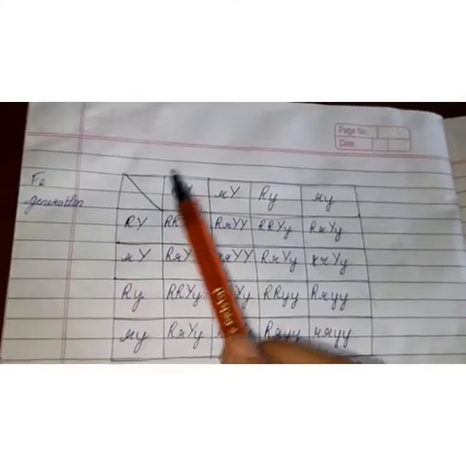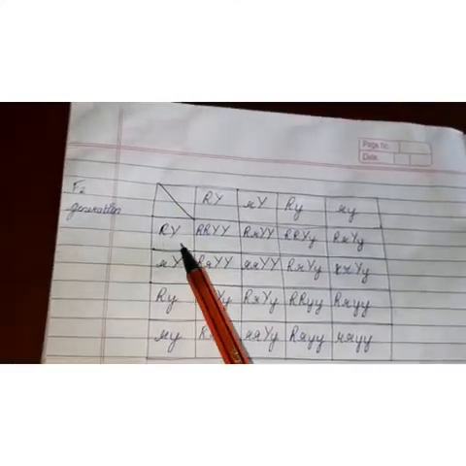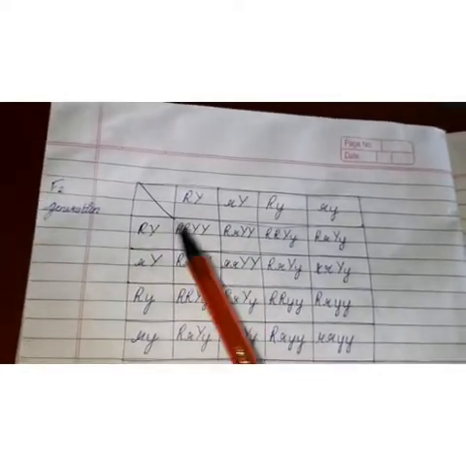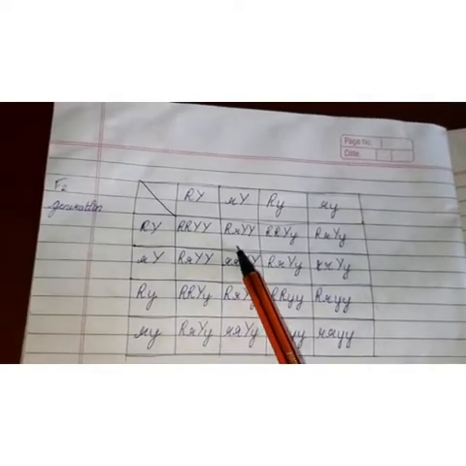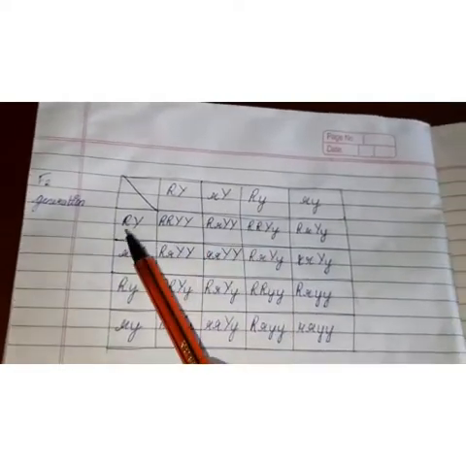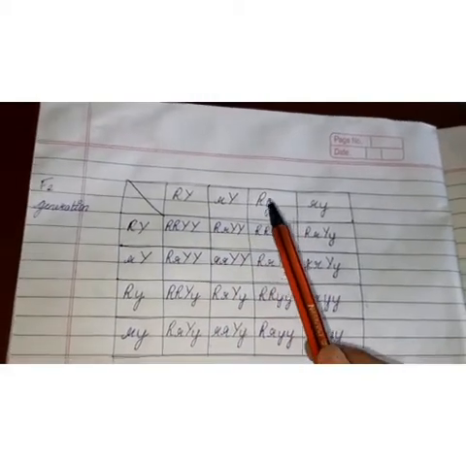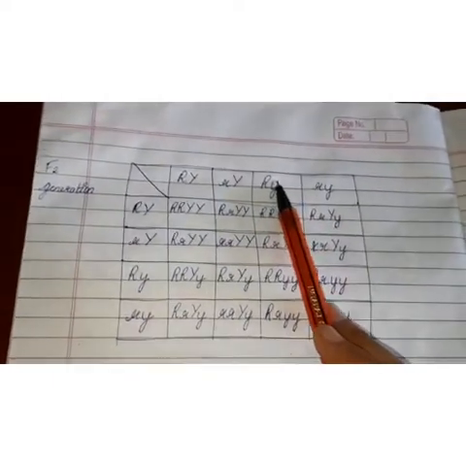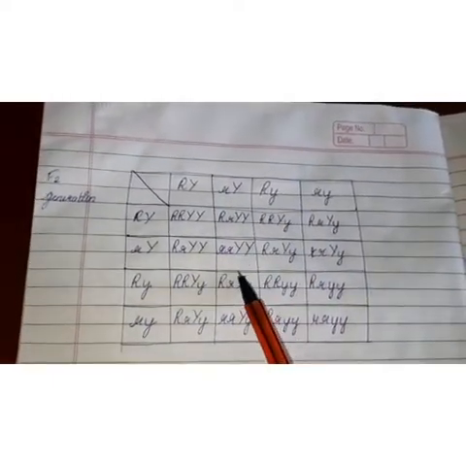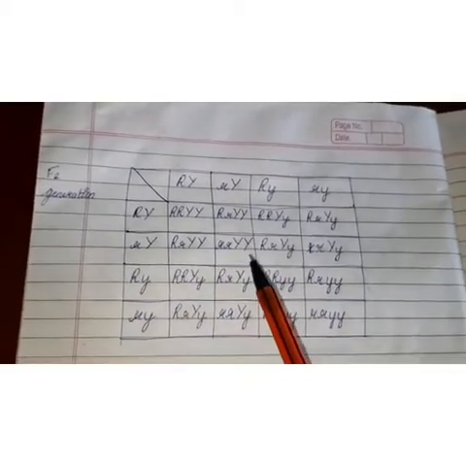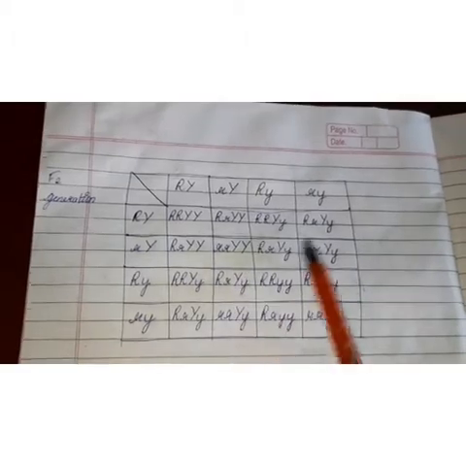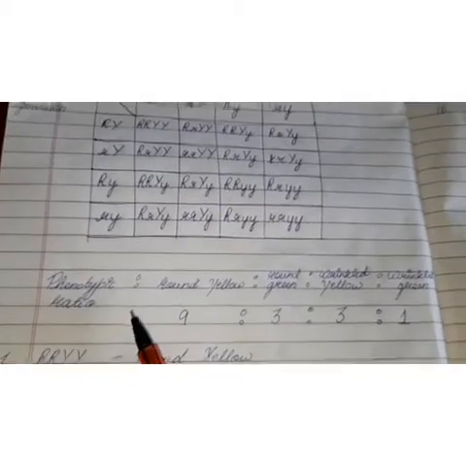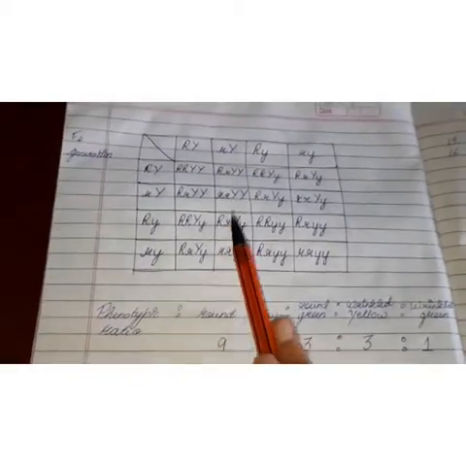So let's understand. This is capital R, capital Y. So this will be capital R, capital Y. The same is with capital R, small r, capital Y. Again the same, capital R, small y and capital R. So this way the whole Punnett square is constructed. You can construct this on your own at your home, and you can also determine the genotype as well as the phenotypic ratio with the help of this Punnett square.